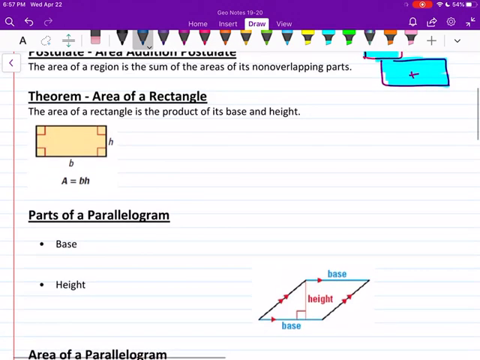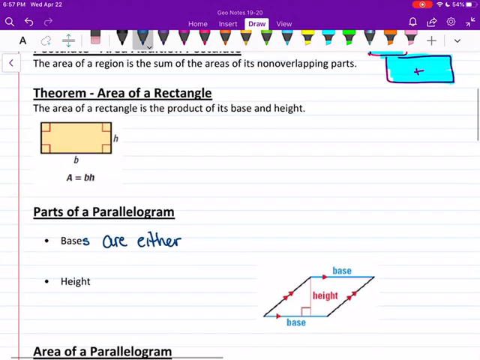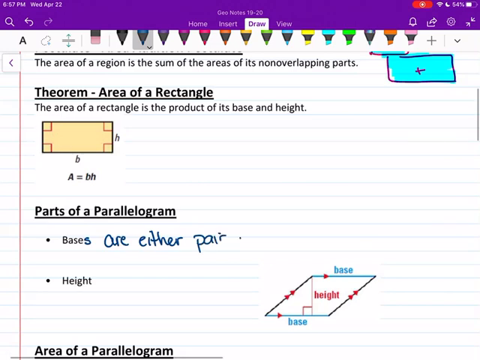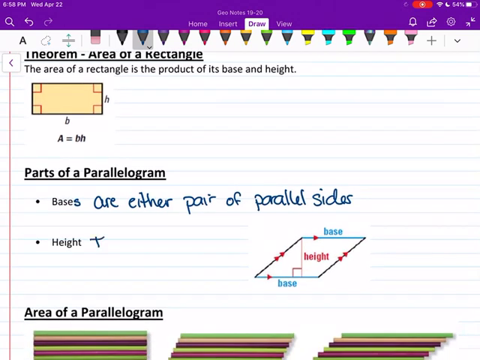So when we talk about a parallelogram, either pair of parallel sides can be considered the bases. So the bases are either pair of parallel sides. And then the height is going to be the perpendicular distance between those bases.